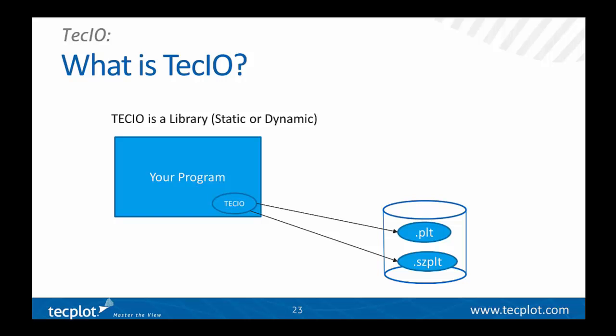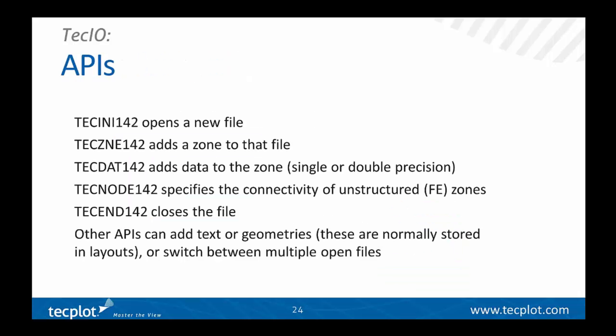I forgot to mention, as the picture shows, that the TechIO library can output either PLT or szplt, the new Sizzle format, selected by a single parameter to one of the TechIO calls that we'll talk about in a moment. However, the MPI parallel version of the library will output only the szplt format. So here are the basic APIs you call from your code to create a Tecplot data file. And this calling sequence is the same whether you're creating a PLT file or an szplt file.